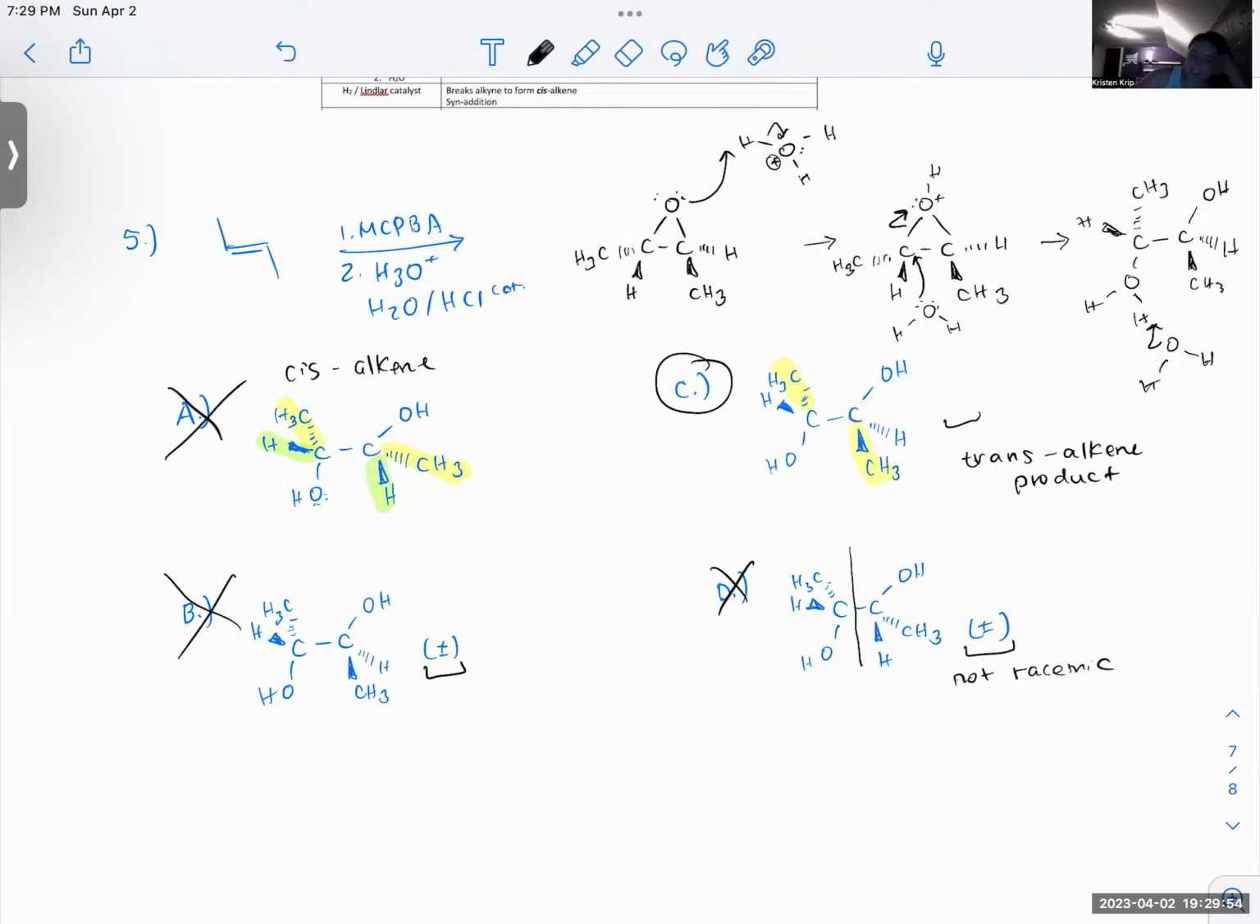Because I knew it was trans from the start, I wasn't 100% sure after you made the epoxide where exactly the CH3s would be in the triangle, I guess. So I was like, oh, duh, it's trans, one's away and one's towards. But yeah.